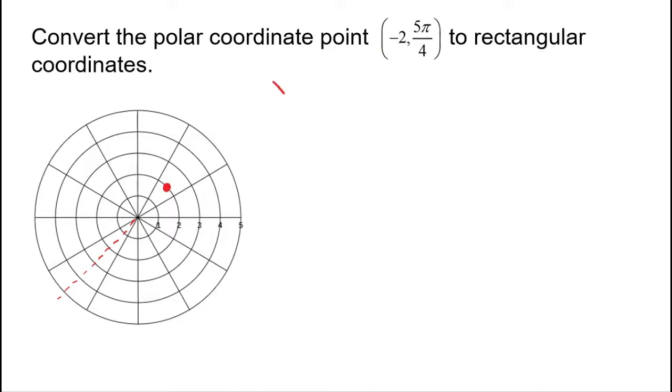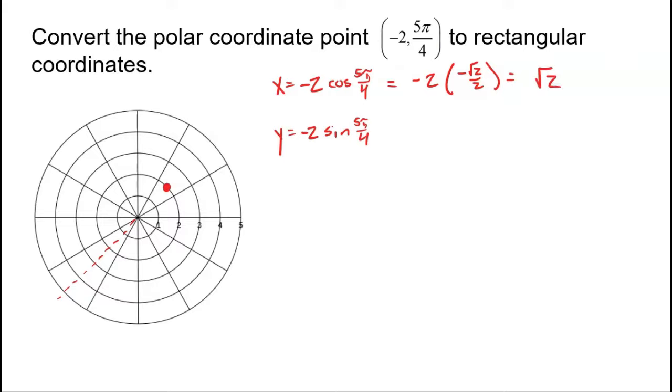All right, so once again, my x coordinate is going to be the r, negative 2, times cosine of my angle 5 pi over 4. My y is going to be negative 2 times sine of that 5 pi over 4. All right, this isn't too bad. So let's see here. What is cosine of 5 pi over 4? Well, that is negative radical 2 over 2. So when I do the math there, the negative times the negative makes a positive. My 2's are going to reduce, and I just get radical 2.